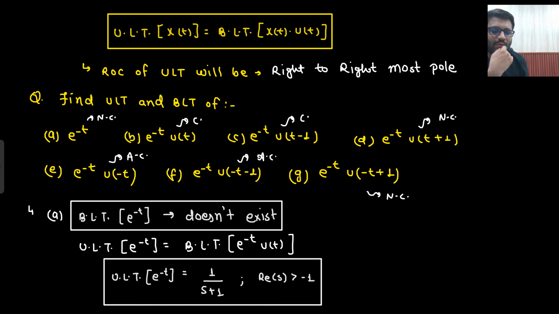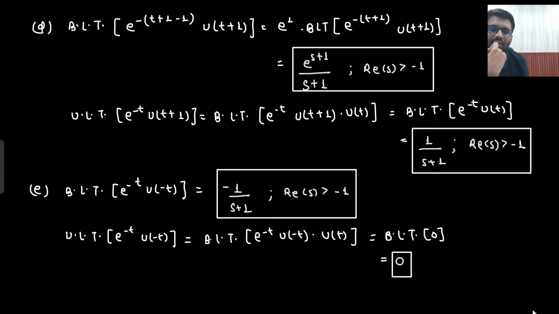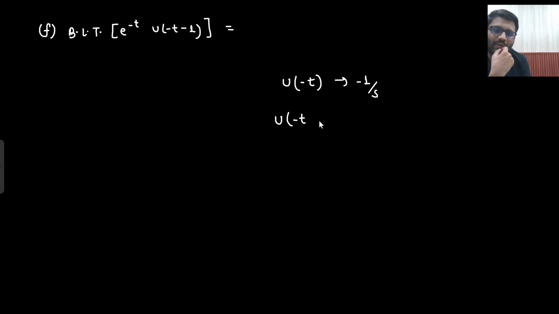Now take e to the power minus t u of minus t minus 1. How will I write down the bilateral Laplace transform of this one? Let's write down the bilateral Laplace transform of u of minus t. That would be minus 1 by s. Then what do I do? t is replaced with t plus 1. So what do I get? e to the power s divided by s. Here t is replaced with t plus 1.